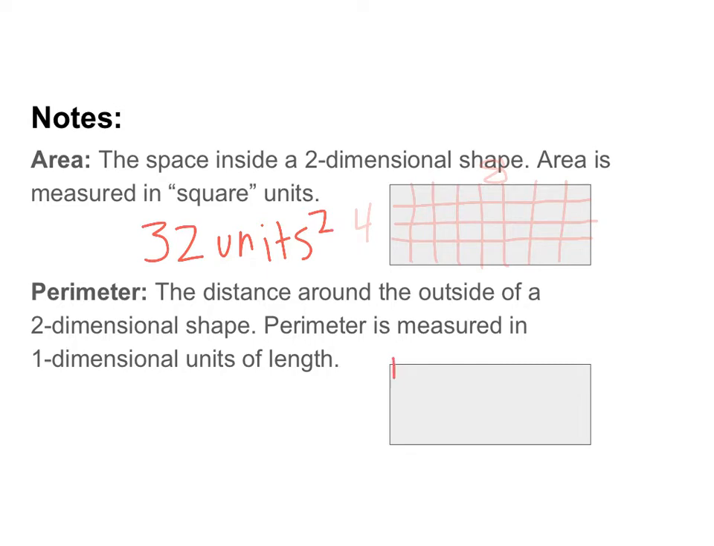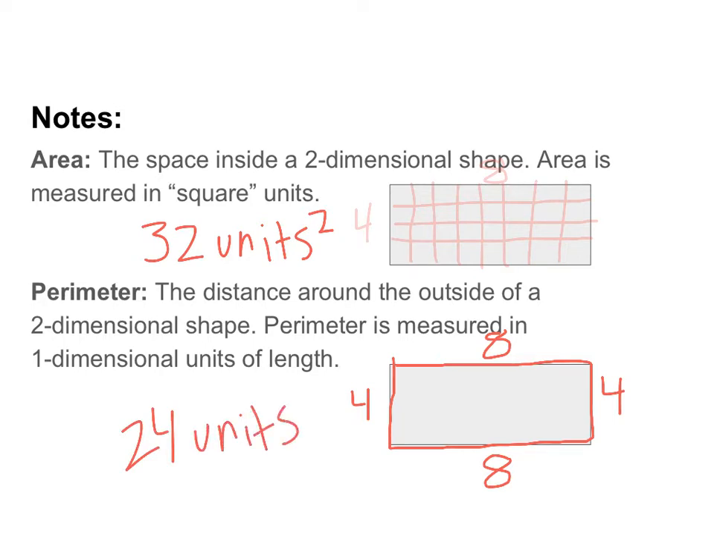Perimeter is the distance around the outside of a shape, and we measure that in one-dimensional measurements, so just what we're used to: inches, meters, yards. They're not squared. So if we say this is the same rectangle as before, a 4 by 8, then to find the perimeter, we would just add up all the measurements around the outside, which would be 24 units, not units squared.